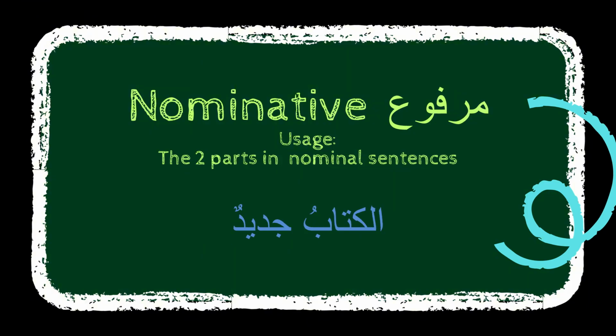The next usage of the nominative or the marfu' is the two parts of the nominal sentence. So both of the parts of any nominal sentence are going to be nominative. Both of them will have dhamma. Like here, الكتاب جديد. So the book is new. الكتاب is the first part of the nominal sentence, and we can see that it has a dhamma. And جديد, which is the second part, also has a dhamma.